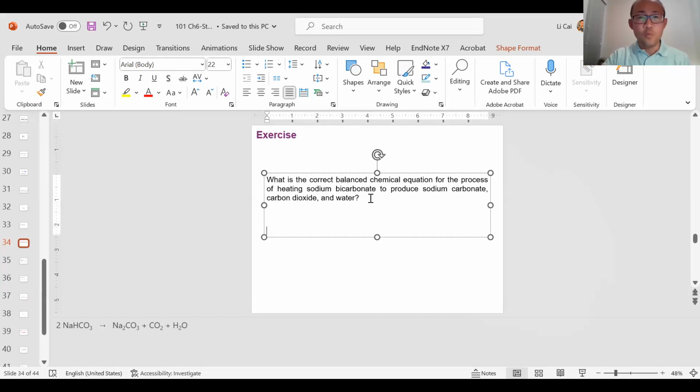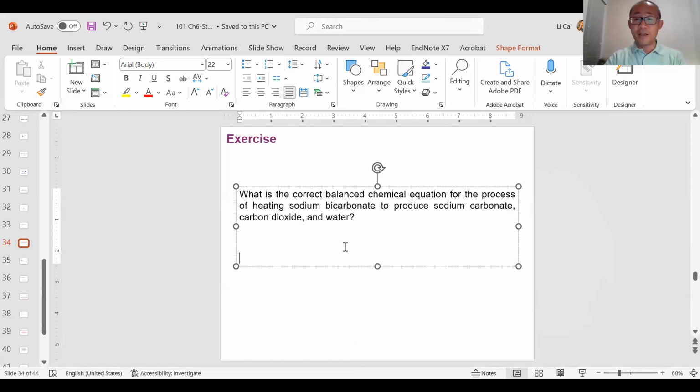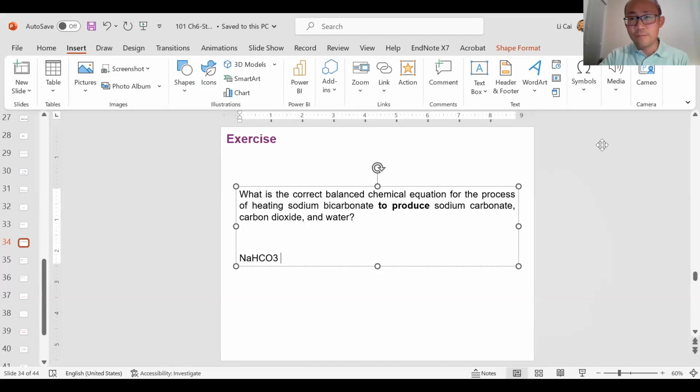They ask, what is the correct balanced equation for the process of heating sodium bicarbonate. If you guys remember, sodium bicarbonate is NaHCO3. Heating the sodium bicarbonate to produce: once you hear that, to produce, you know that you can insert an arrow. So let's go ahead and insert an arrow.